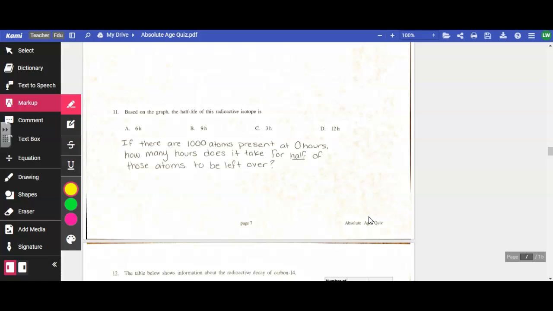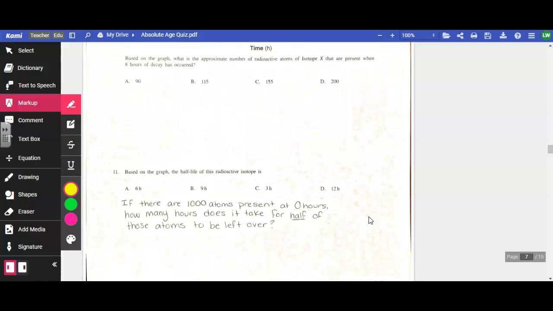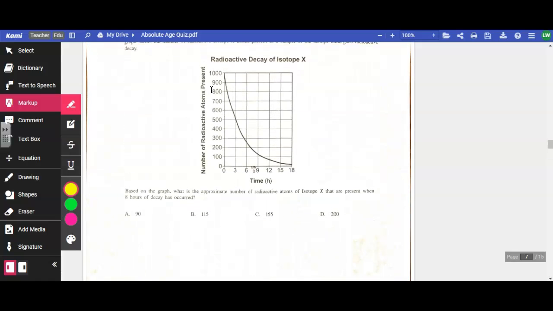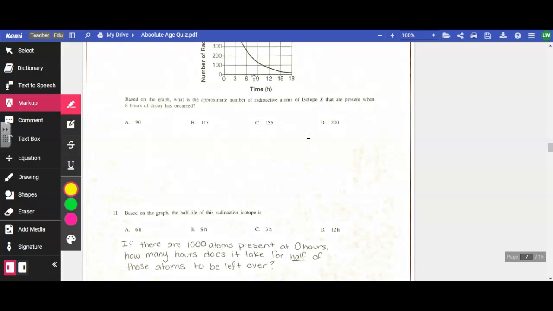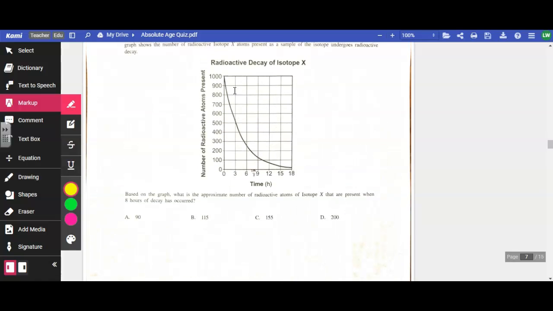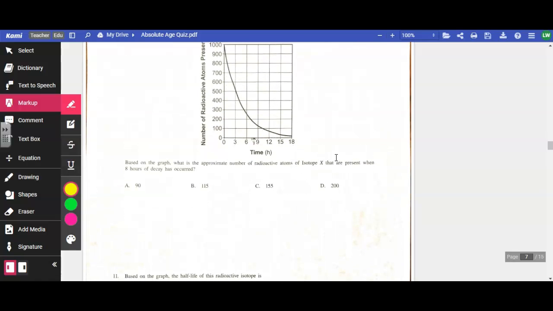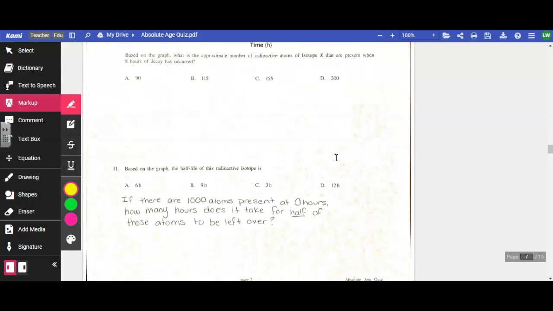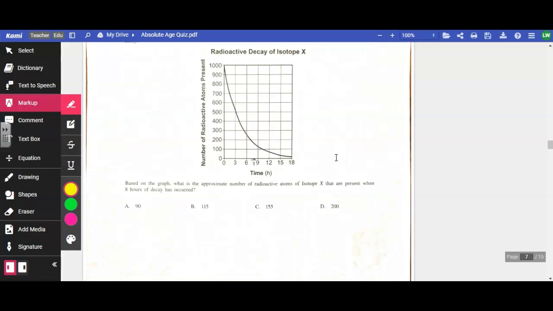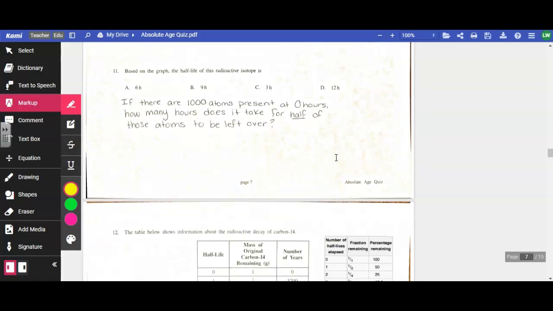Okay, so also based on this graph, the half-life of this radioactive isotope is what? So I looked at this and I said, okay, if there are 1,000 atoms present at 0 hours, how long until there are half that amount? Okay, half of these atoms to be left. How many years? Or sorry, hours. And then that would be the half-life.